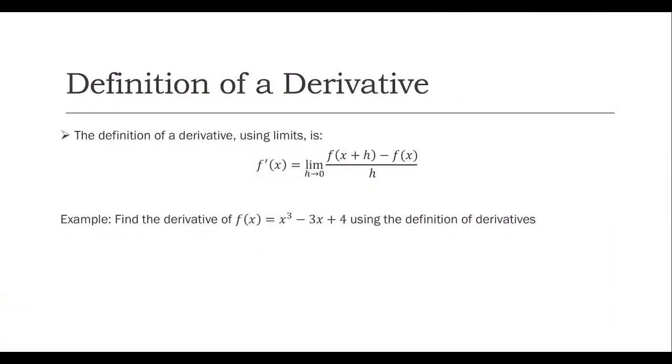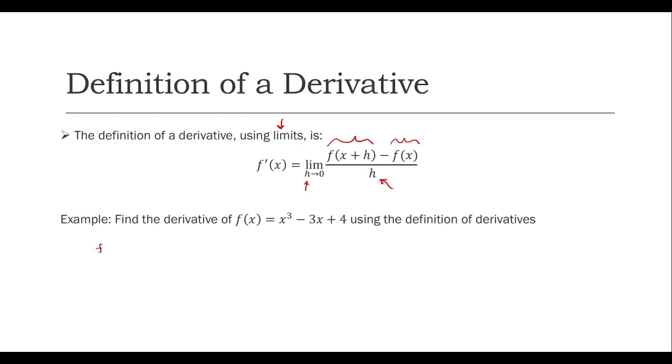So now we have the definition of a derivative, and we have it using limits. So a derivative, f prime of x, is equal to the limit as h approaches 0 of f of x plus h minus f of x all over h. So here for this example, it says find the derivative of f of x equals x cubed minus 3x plus 4 using the definition of derivatives.